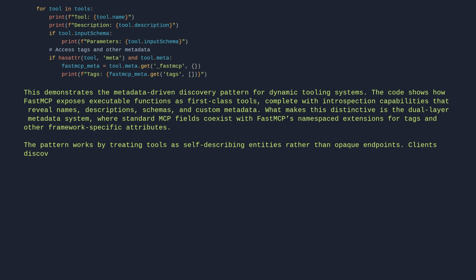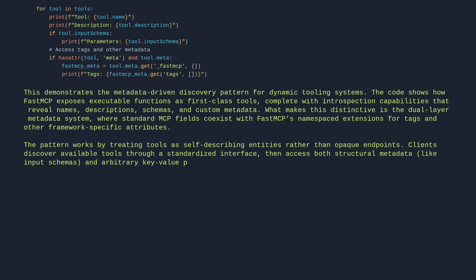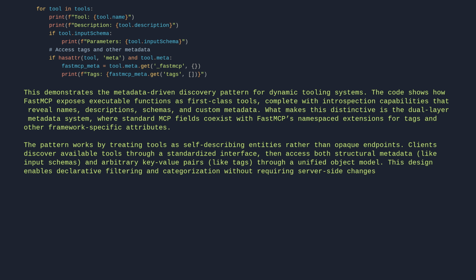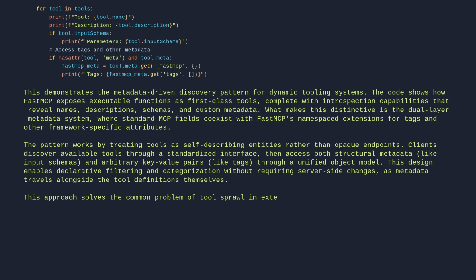Clients discover available tools through a standardized interface, then access both structural metadata, like input schemas, and arbitrary key-value pairs, like tags, through a unified object model. This design enables declarative filtering and categorization without requiring server-side changes, as metadata travels alongside the tool definitions themselves. This approach solves the common problem of tool sprawl in extensible systems.